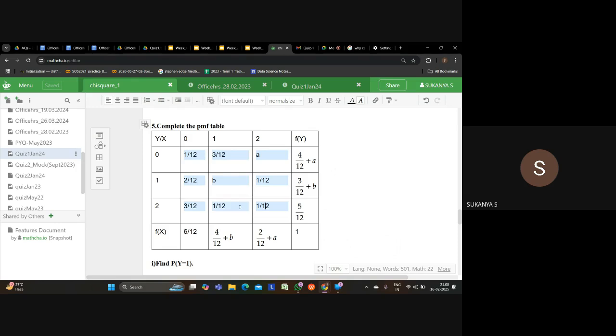So when you add up, you're already getting 1. You don't need anything more, even without A and B. So A plus B should be equal to 0. So A and B are also equal to 0. This is a joint PMF, right? A PMF says that the sum of all the probabilities available should be equal to 1.